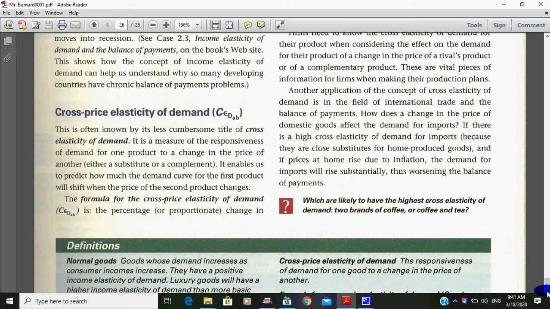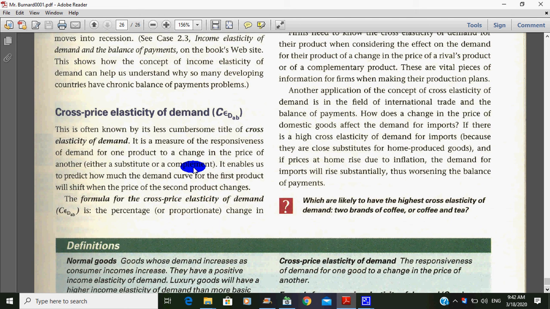This is often known by its less cumbersome title of cross elasticity of demand. It is a measure of the responsiveness of demand for one product to a change in the price of another, either a substitute or a complement. It enables us to predict how much the demand curve for the first product will shift when the price of the second product changes.